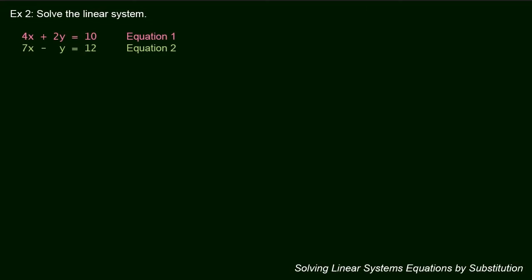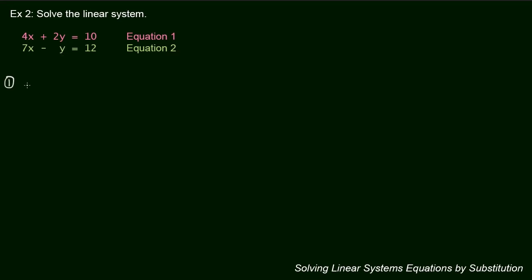In this problem, we are asked to solve the linear system 4x plus 2y equals 10 and 7x minus y equals 12. Our first step is to isolate the variable from one of the two equations. Looking at both of my equations, I can see that the second equation has a variable that I can easily isolate. I'm going to isolate the y in this equation.